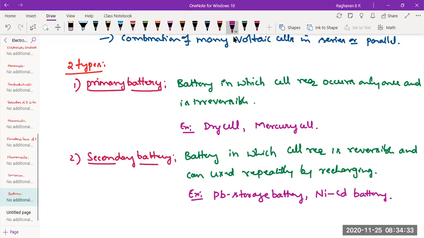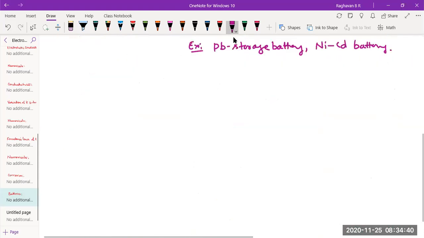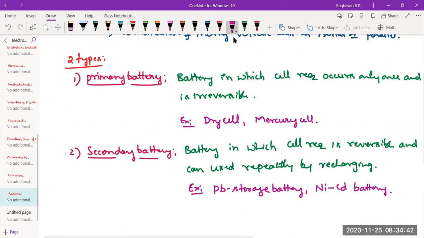Okay, fuel cell. What is fuel cell? That is hydrogen fuel cell. We'll see after these examples. So we'll take up now two examples under primary battery, dry cell and mercury cell, and two examples under secondary battery, lead storage and nickel cadmium battery. So we'll take up one.